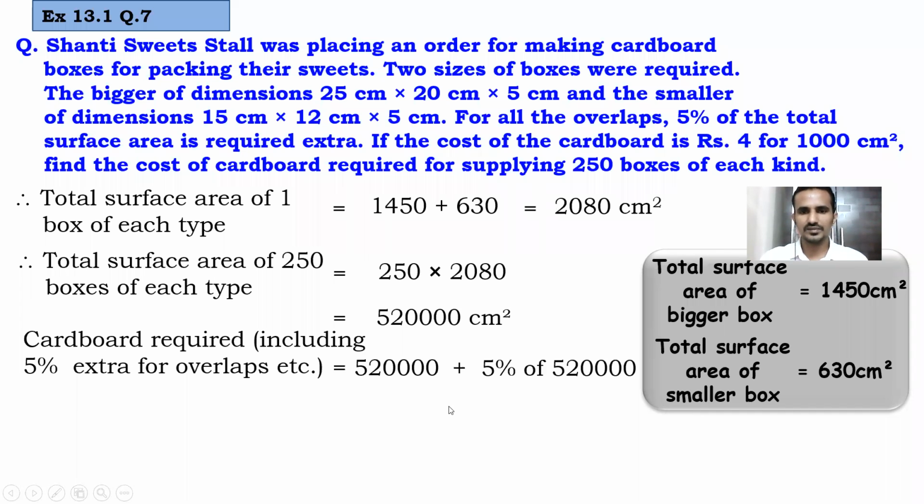So 5,20,000 plus 5% of 5,20,000. The first number will remain the same, 5,20,000. Now 5% of 5,20,000 should be 5 upon 100 multiplied by 5,20,000. Just calculate the second part, the second term. इसको calculate कर लो.